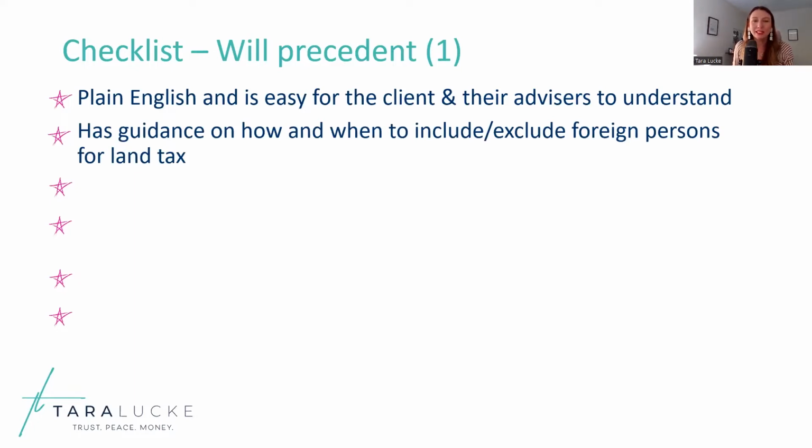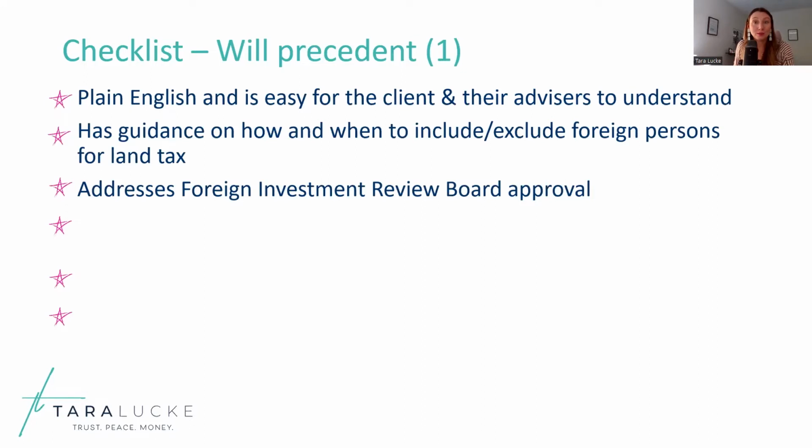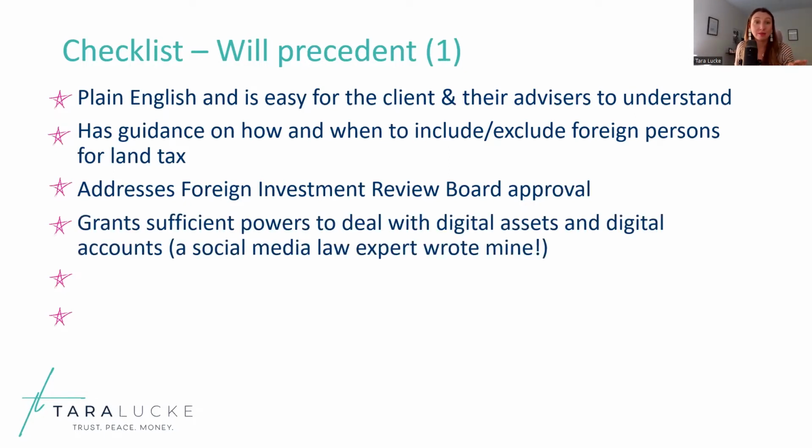Foreign persons is becoming a really big thing. So especially if your precedents aren't that new, you may need to update them if they don't deal with excluding foreign persons. I think it's really important that you have user notes and options in your precedent about when to include or exclude foreign persons for land tax, and also Foreign Investment Review Board issues. So FIRB approval, and also processes about what happens to the gift if FIRB approval is not obtained, who's paying for the expenses, that kind of thing.